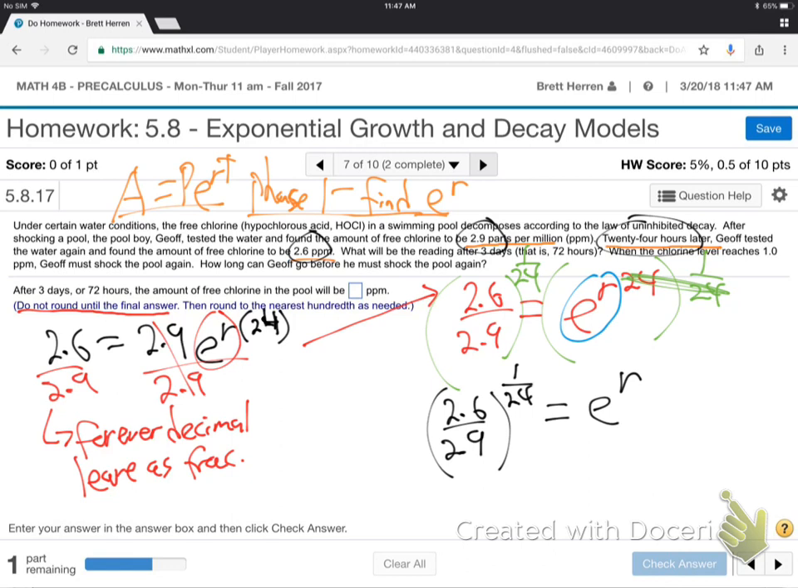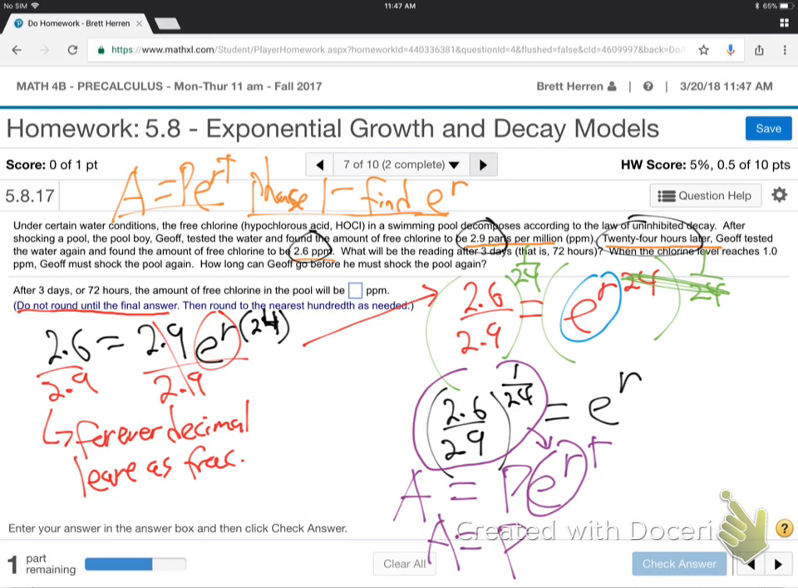Now we can write PERT. A equals P e to the r, and the e to the r is all of this stuff. So A equals P times 2.6 over 2.9 to the T over 24, isn't it? Everybody okay with that? The e to the r is 2.6 over 2.9 to the 1/24. The T out there just goes to the top.